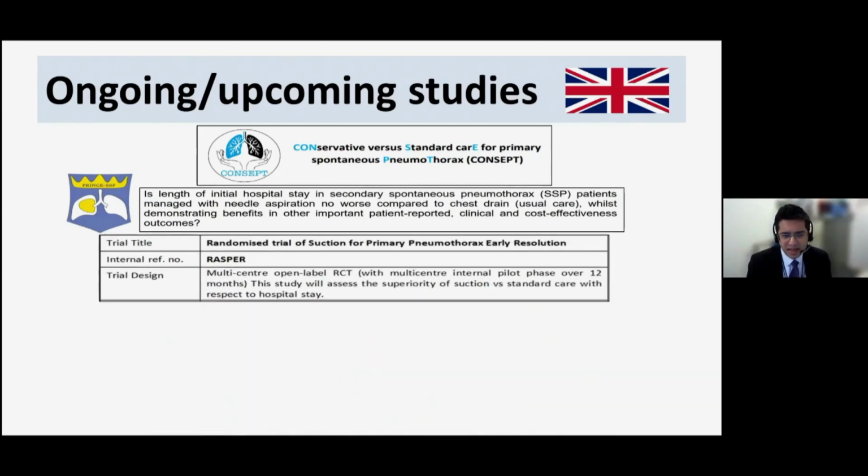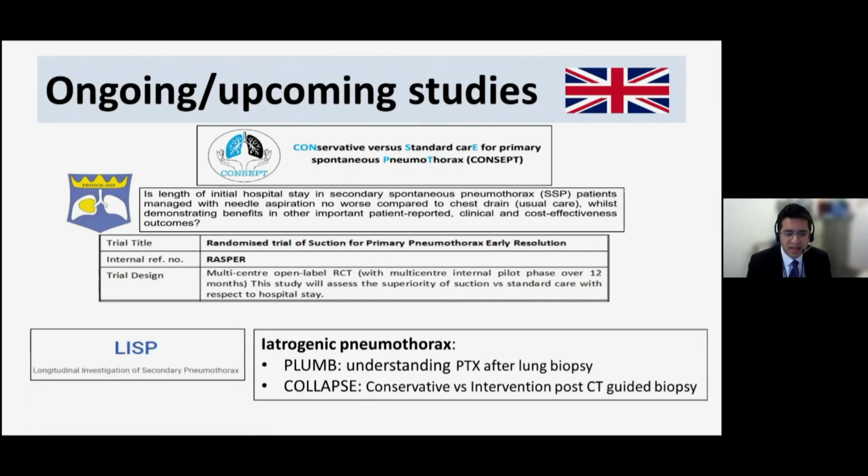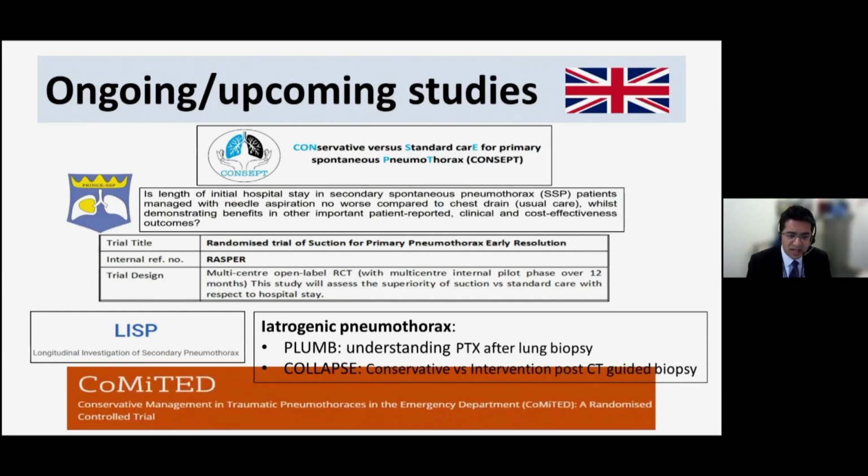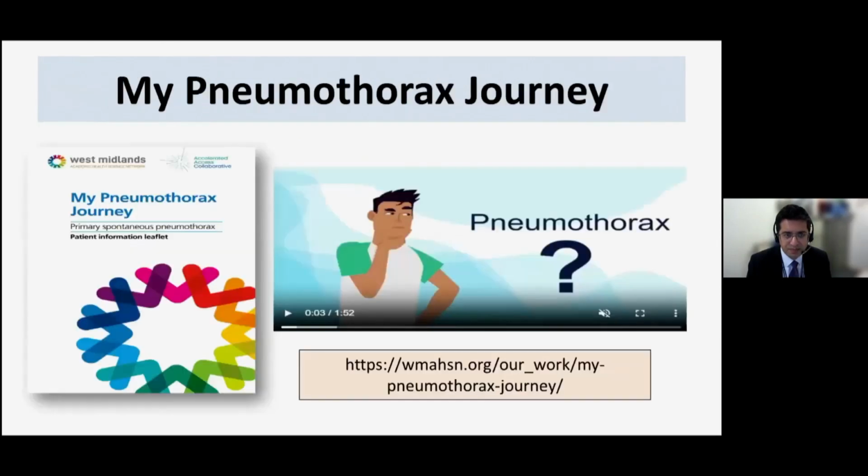As I've explained, there's a RESPIRE trial looking at suction for early resolution of primary pneumothorax. And in iatrogenic pneumothorax, there are studies which are hopefully going to be happening in the near future, looking at understanding how we manage pneumothorax after CT-guided lung biopsies. And there's the COMMITTED trial looking at conservative management in traumatic pneumothorax.